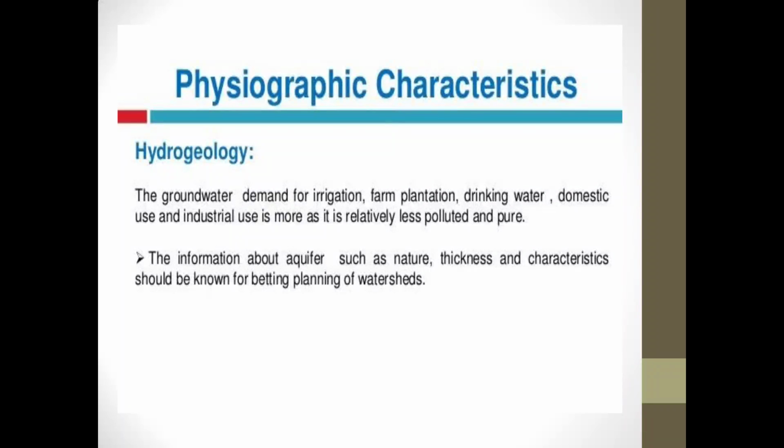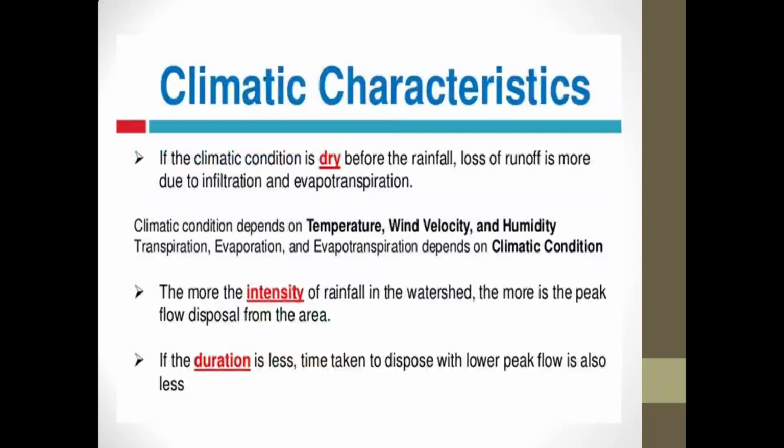Then the information about the aquifer, such as its nature, thickness and characteristics, should be known for better planning of the watershed. We should know the information about the different types of aquifer, such as their nature, their thickness as well as the different characteristics. That is very important for better planning of watershed management.